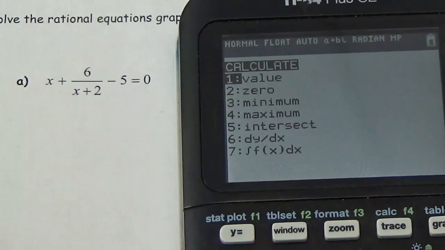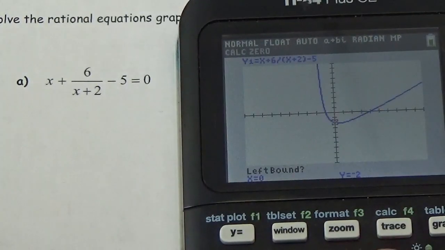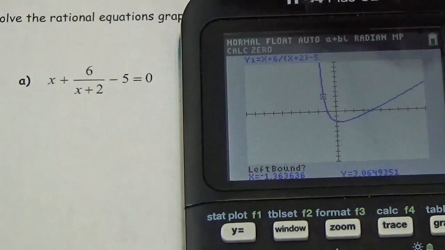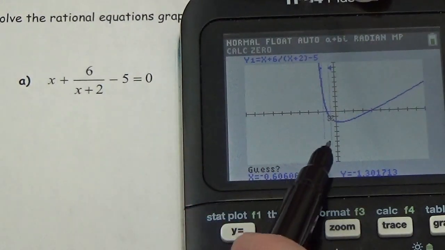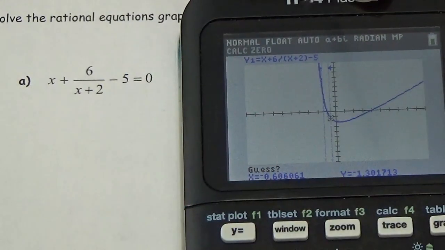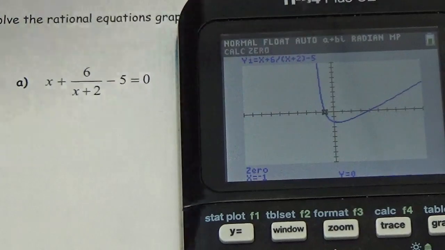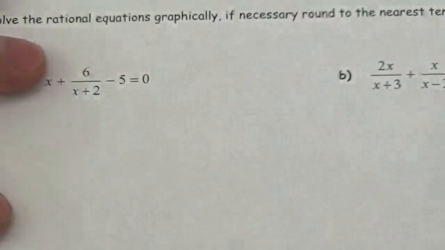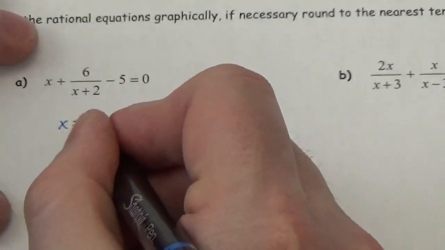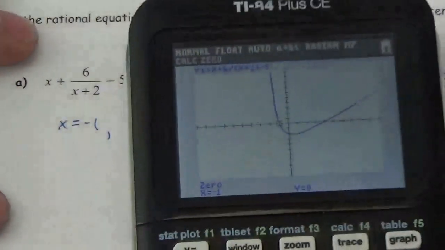We're looking for zeros in this situation, so 0. And I'm going to move my cursor just to the left of that x-intercept right there, press enter. Now I'm going to move it to the right, and what I need is that x-intercept to be between those two triangles, between those two lines. And when I press enter, it jumps, and there we go. You can see the answer there is -1. So x is equal to -1 is one solution.